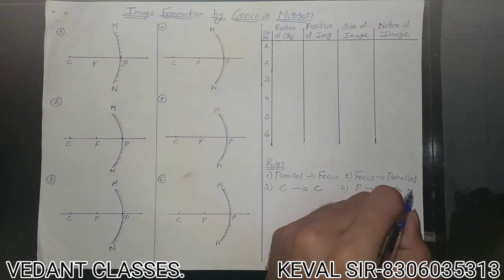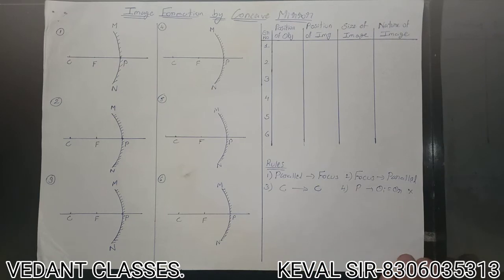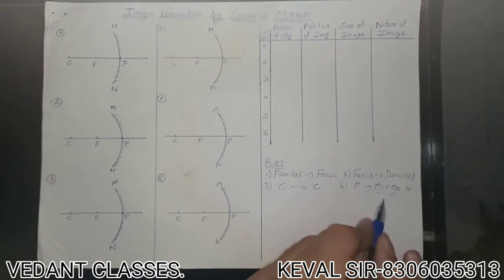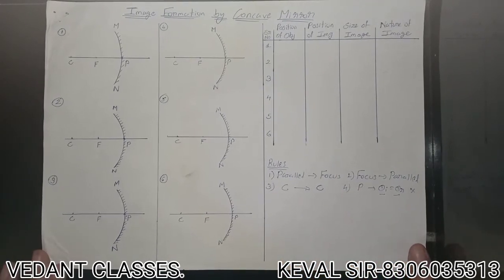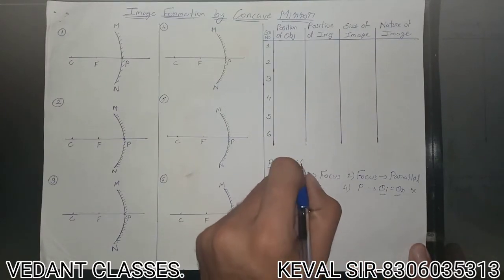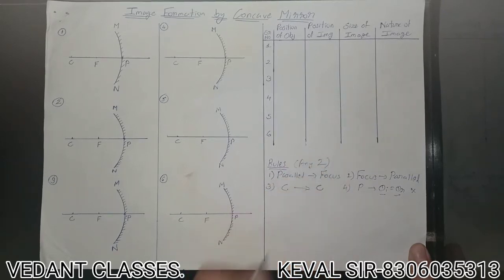Generally I don't use this law, because it's not always necessary that with a freehand drawing you always get the angles the same. So there might be some variation in locating the image. So you can use any two rules to locate an image.